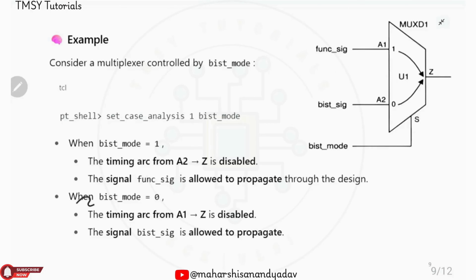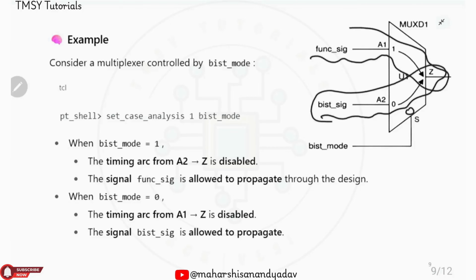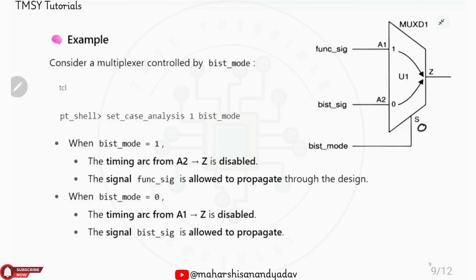Next, coming to BIST mode 0. Whenever you are applying 0 here, this particular A2 will be connected to Z, whereas the func signal, which is from A1 to Z, will be disabled. So the timing arc from A1 to Z is disabled. Obviously this will get disabled when you are applying 0, and the BIST signal is allowed to propagate. As you are applying 0 here, this BIST signal will be propagated to the output.